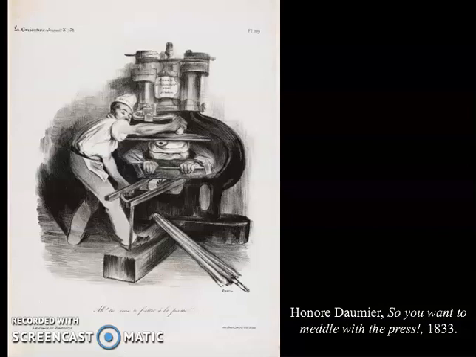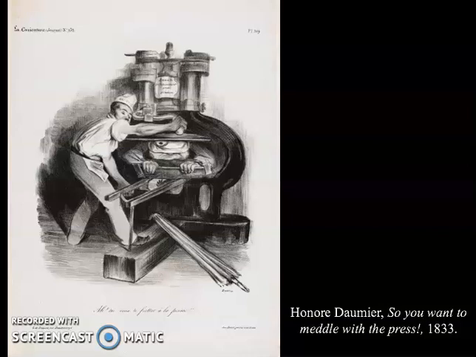And of course, what Daumier does the minute that he is out of prison is to produce another cartoon called So You Want to Meddle with the Press from 1833, in which he depicts a man operating the press, here crushing King Louis Philippe under a press.